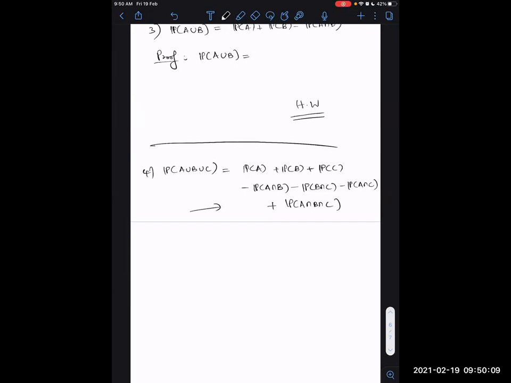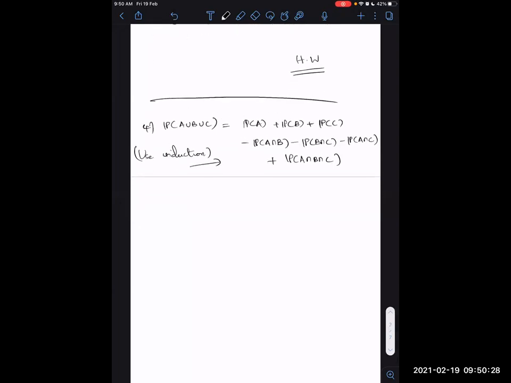The formal technique to prove this would be to use induction. Use induction to prove this. I hope everyone knows what induction is. You just solve it for a base case, then you assume that it holds for some number of events and then generalize. Okay, sorry. You can use induction here.